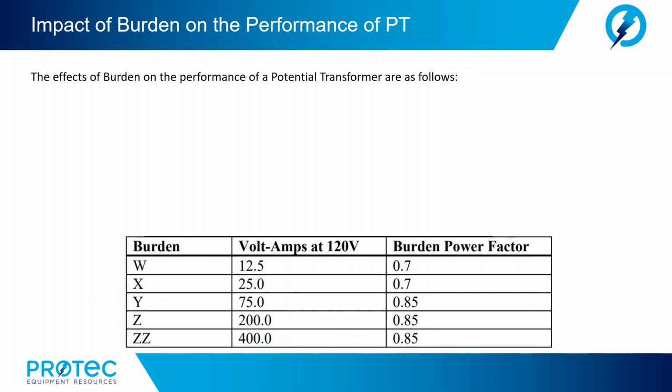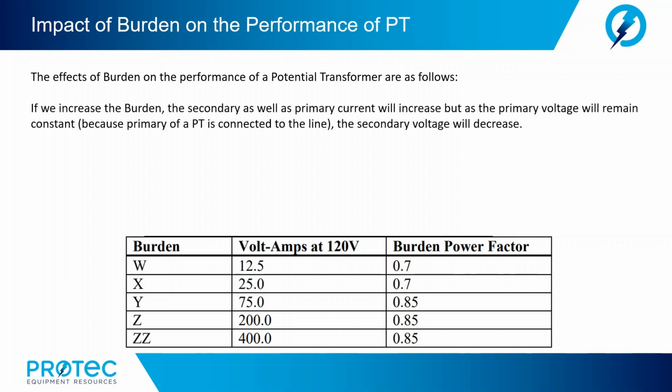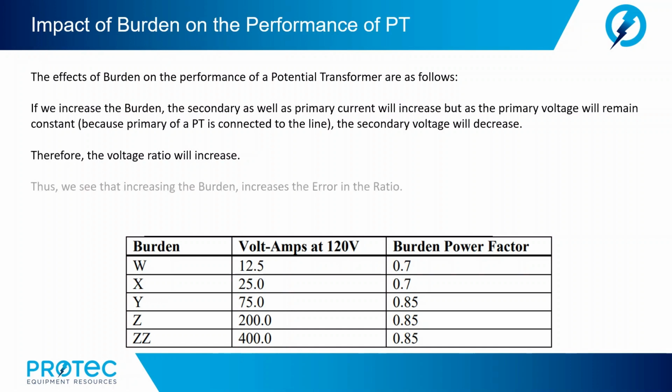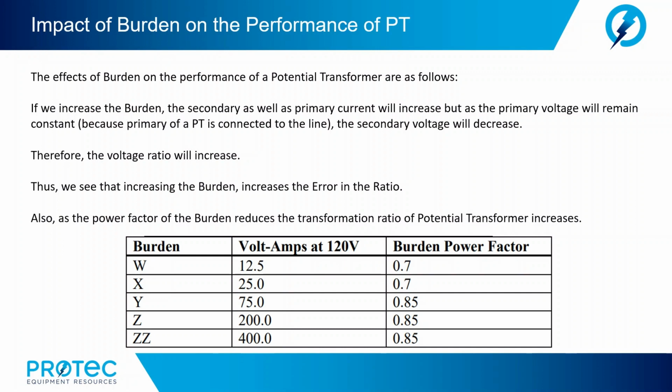Now, the effects of burden on the performance of a potential transformer are as follows. If we increase the burden, the secondary as well as primary current will increase, but the primary voltage will remain constant because primary of the PT is connected to the line. The secondary voltage will decrease. Therefore, the voltage ratio will increase. Thus, we see that increasing the burden increases the error in the ratio. Also, as the power factor of the burden reduces, the transformation ratio of potential transformer increases.